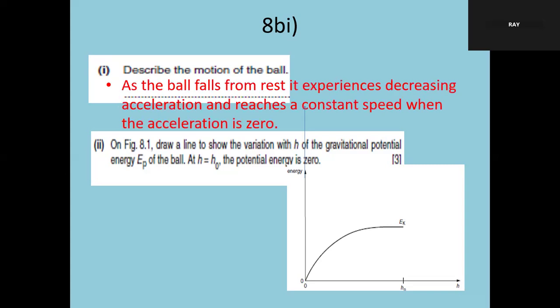As the ball falls from rest, it experiences a decreasing acceleration. It reaches constant speed when the acceleration is zero because there is air resistance. On figure 8.1, draw a line to show the variation with height of the gravitational potential energy of the ball. At h equals h naught, the potential energy is zero.